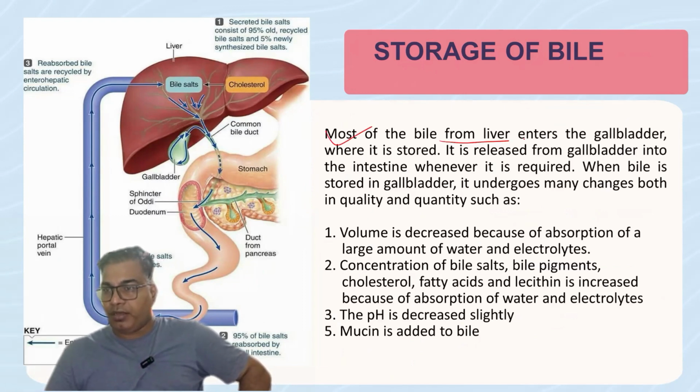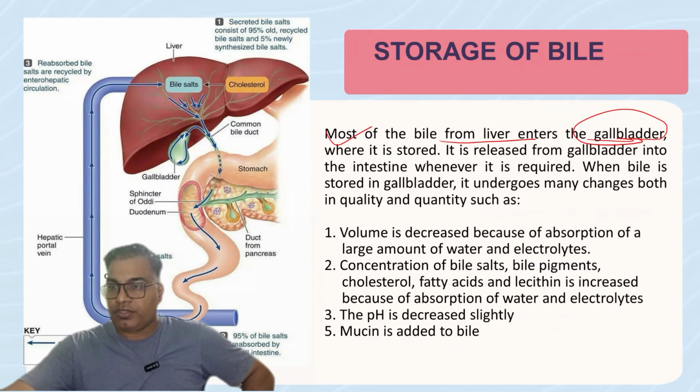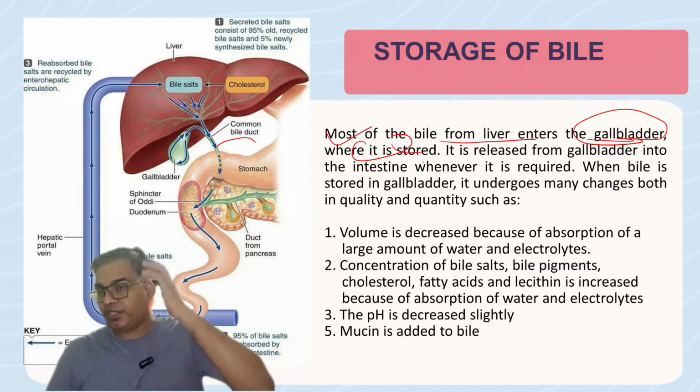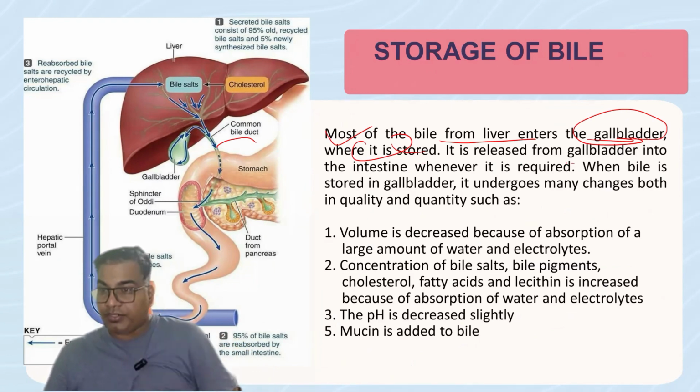Most of the bile from the liver enters the gall bladder, where it is stored. So basically, the gallbladder has a function of storage. From the gallbladder, bile is released into the intestine whenever it is required. Whenever there is a stimulus in various forms, either the presence of food or under the influence of various hormones, this bile is released into the intestine.